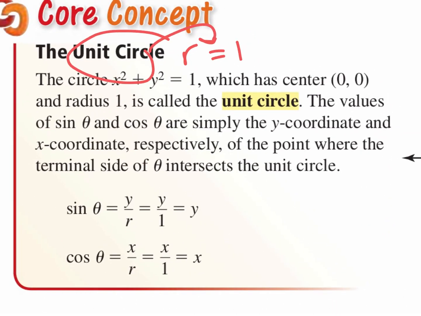Just like our formulas on the second side that we did, sine we know is y over r, but since r is 1, sine of theta is technically just y when dealing with the unit circle. Similarly, cosine of theta is just x when dealing with the unit circle, because r is 1, so x over 1 would just be x.